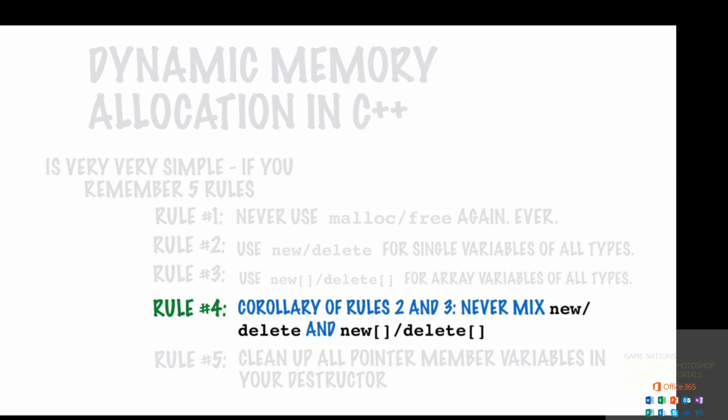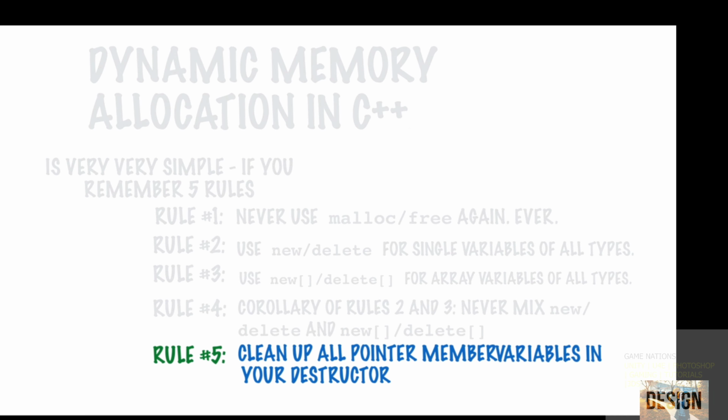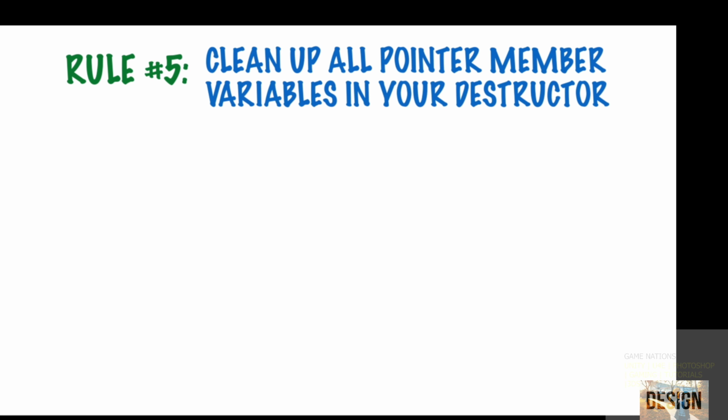On to the very last rule. The last rule says that within an object or within a class, it's your responsibility to clean up all the member variables which are pointers, and you do this in the destructor. So clean up all pointer member variables in your destructor. That's the very last rule that you have to remember when you're working with dynamic memory allocation in C++.